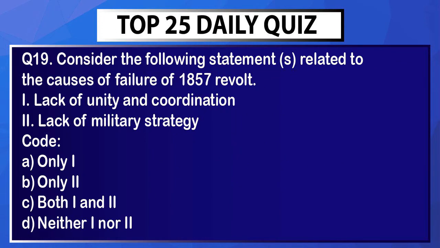Question 19. Consider the following statements related to the cause of failure of the 1857 revolt. First, lack of unity and coordination. Second, lack of military strategy. Option A. Only one. Option B. Only two. Option C. Both 1 and 2. Or option D. Neither 1 nor 2. The correct answer is option C. Both 1 and 2.